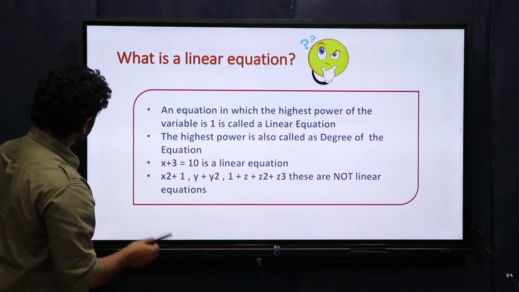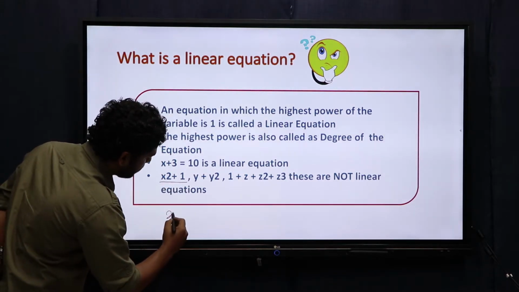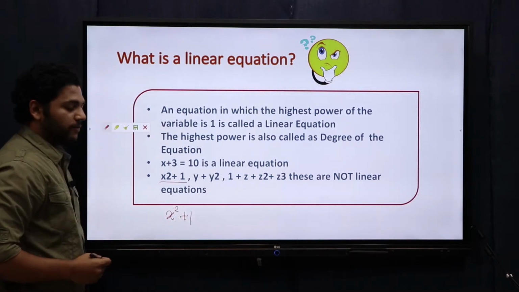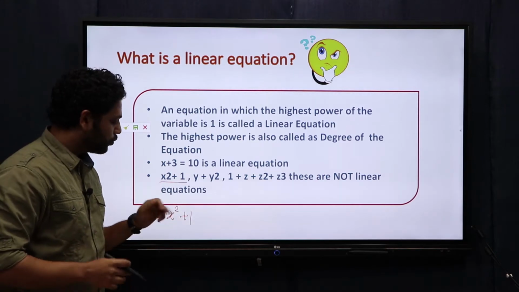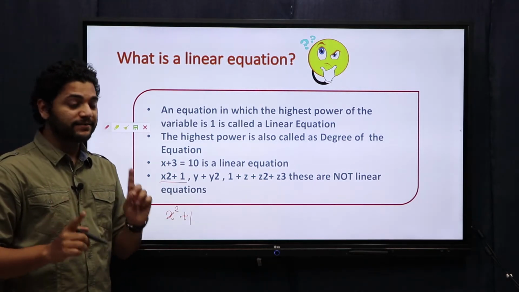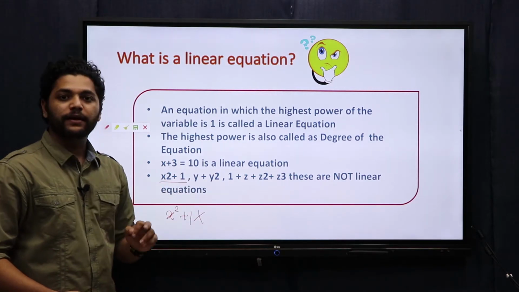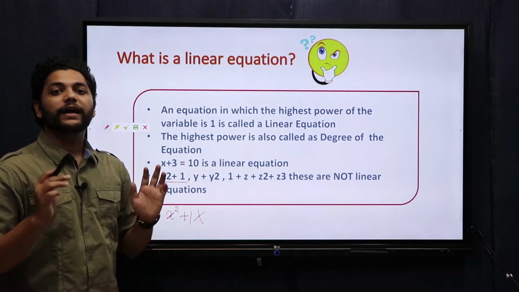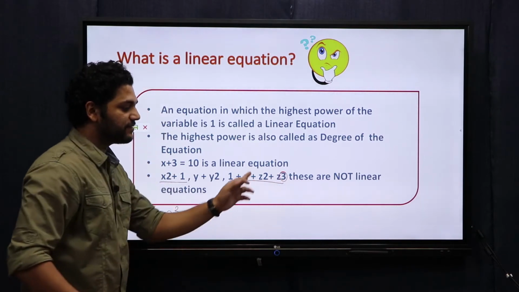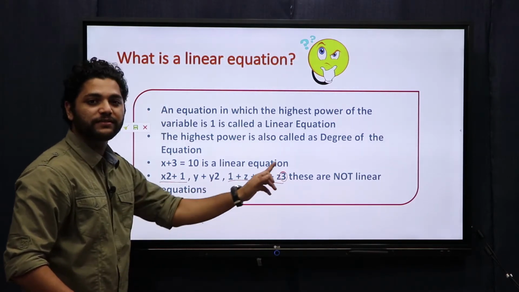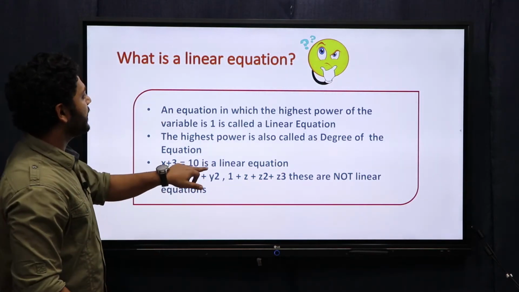This here, what is this equation? Well, this equation here is x square plus 1. So, which is the variable here? x is the variable. What is the power of the variable? 2. That means it is not 1. Hence I can say that this is not a linear equation. Similarly, this y plus y square. What is the power of this equation? It is 2. So I can say that this is not a linear equation. Similarly, in this case, z is the variable and the highest power for this expression is 3. Hence, this is not a linear equation. I hope you are clear with this.